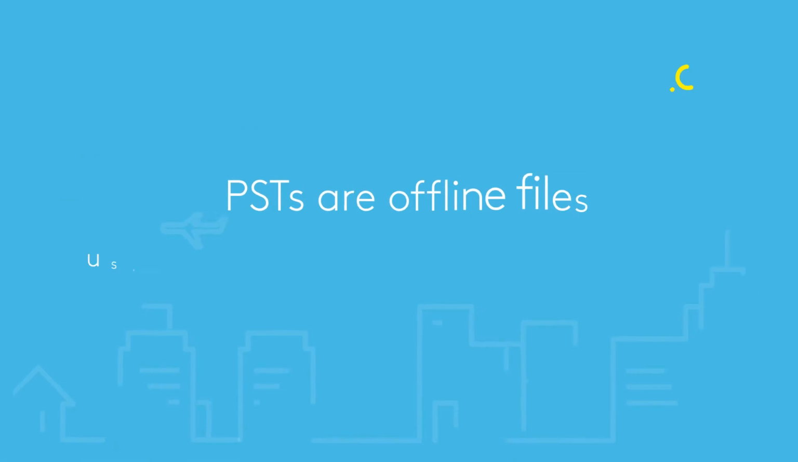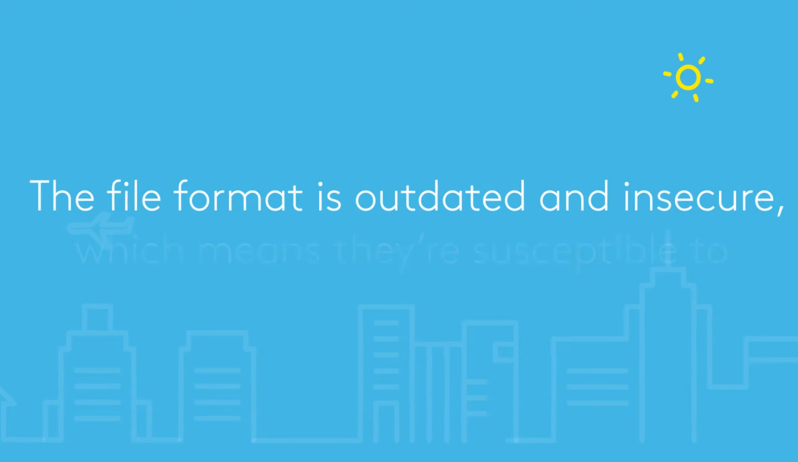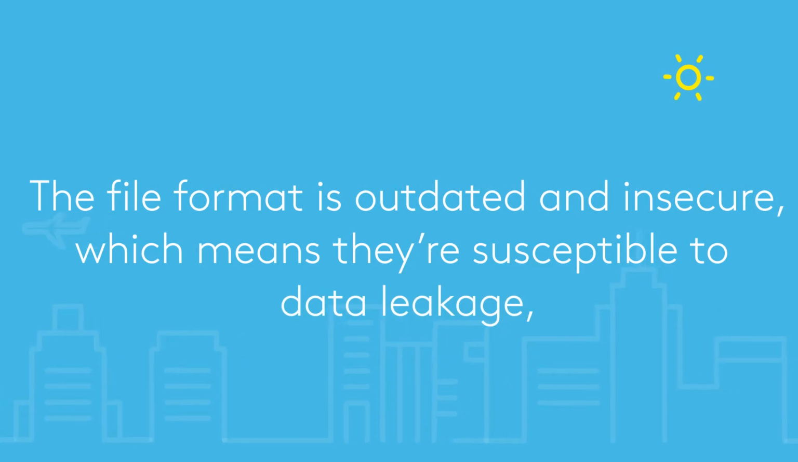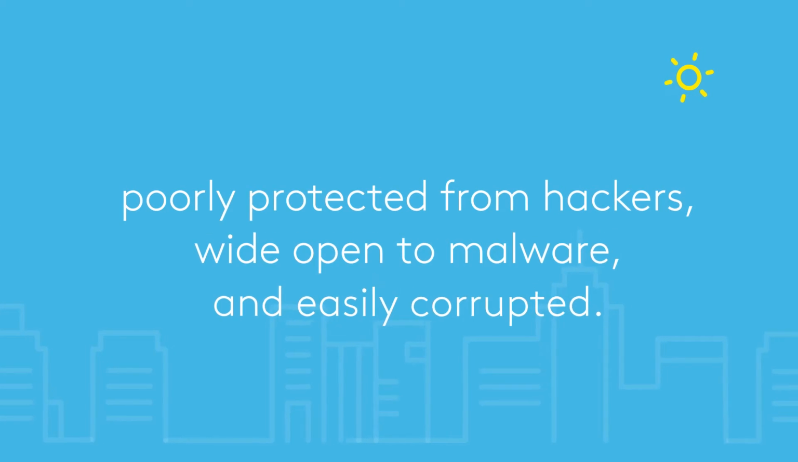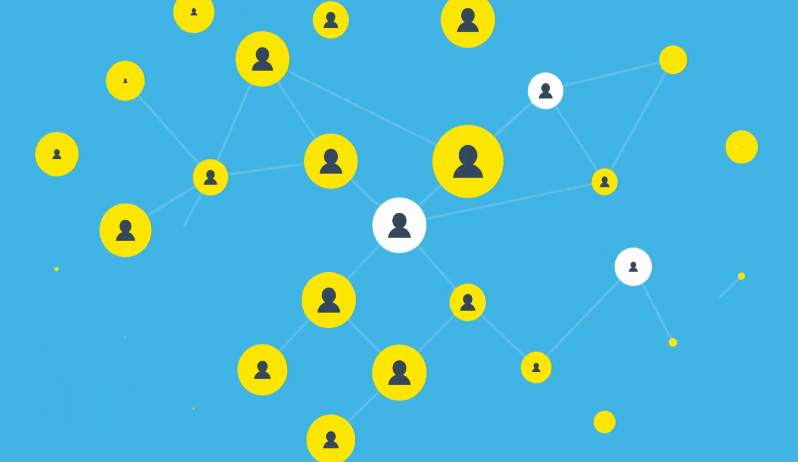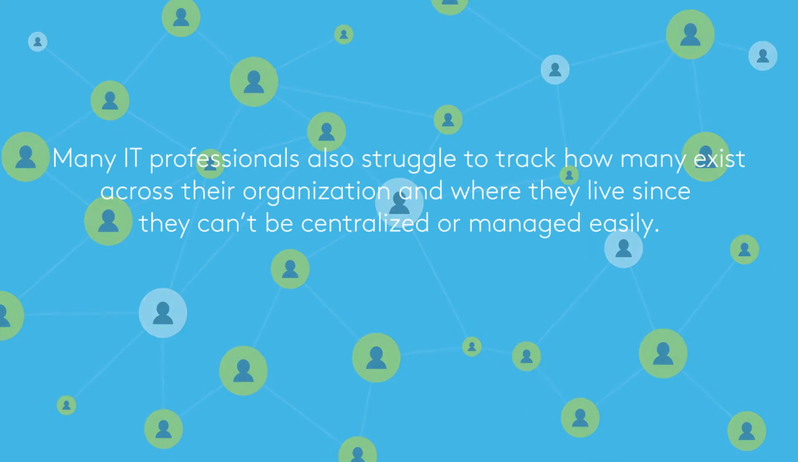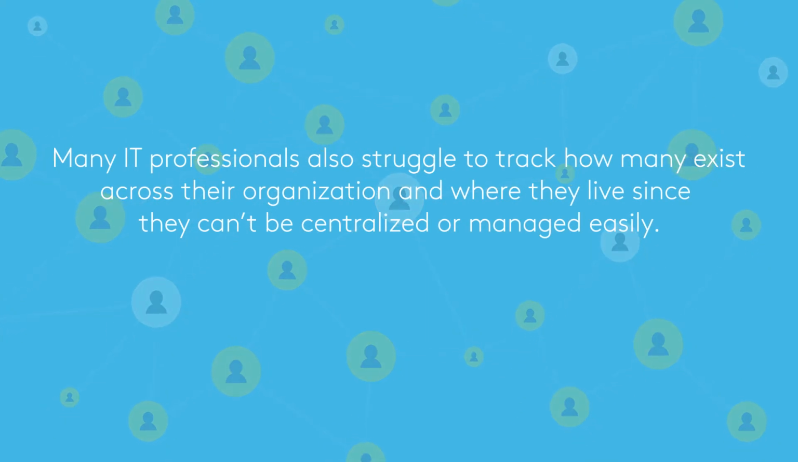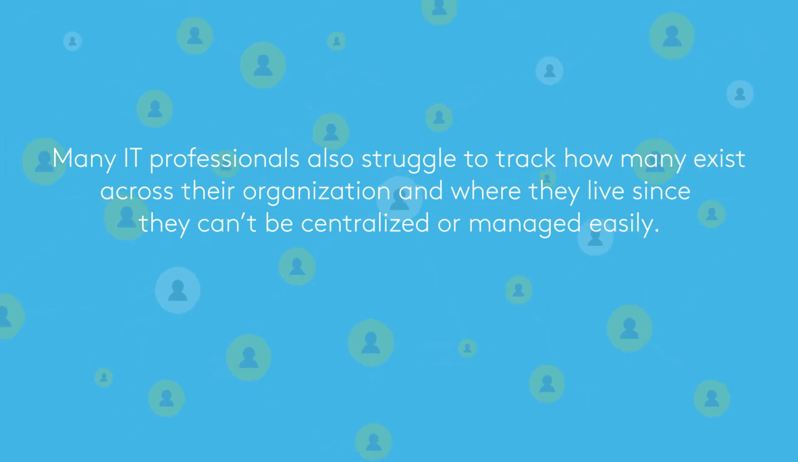PSTs are offline files used by Outlook Exchange clients. The file format is outdated and insecure, which means they're susceptible to data leakage, poorly protected from hackers, wide open to malware, and easily corrupted. Many IT professionals also struggle to track how many exist across their organization and where they live, since they can't be centralized or managed easily.